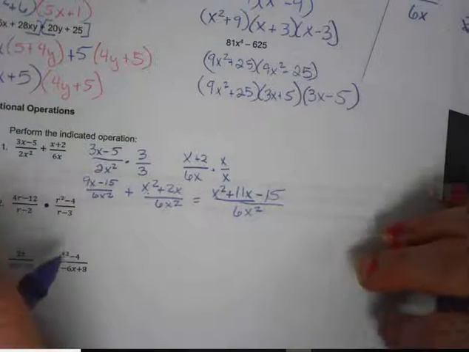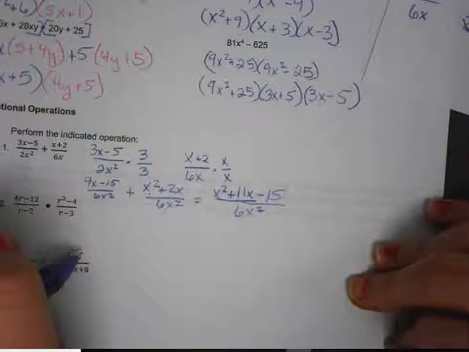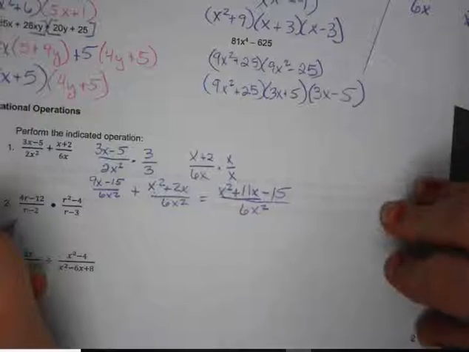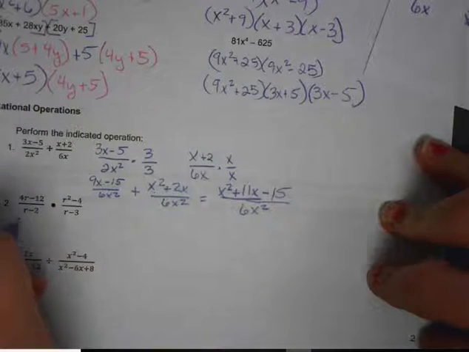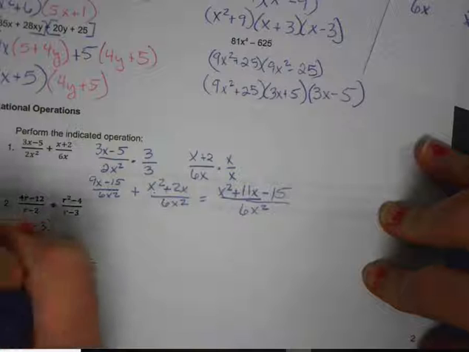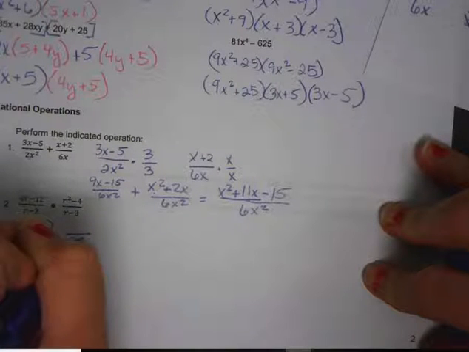Now for number 2, we're multiplying rational expressions. That's much simpler. We are going to factor these a bit, so let's go ahead and break this one down. We have 4r minus 12, so we're going to take out the 4 and we're left with r minus 3. And that's going to be over r minus 2. And we still have r minus 3 on the other one.